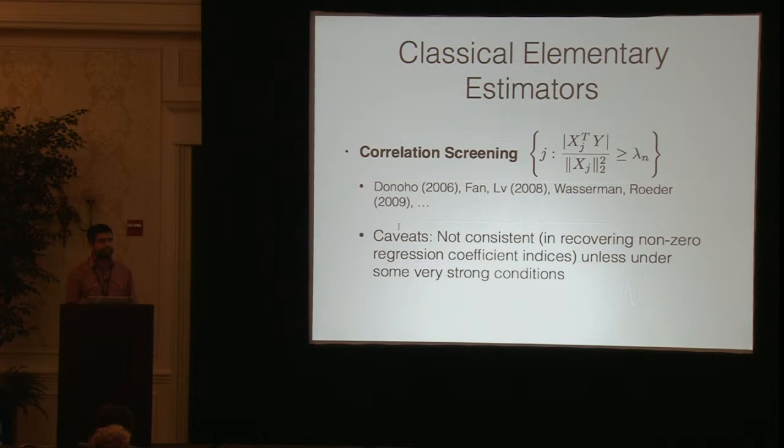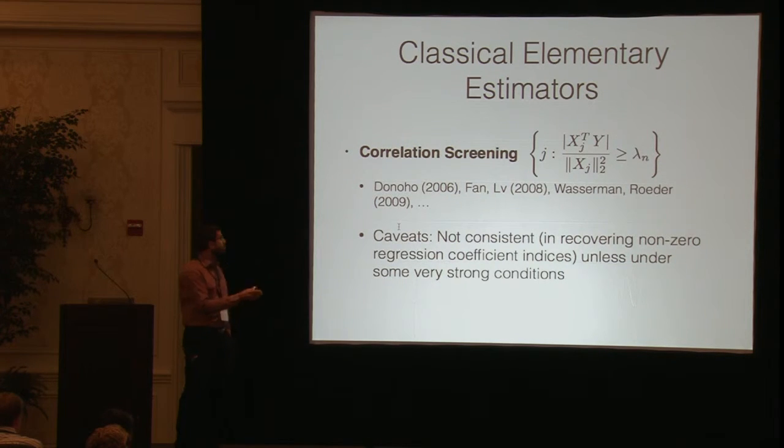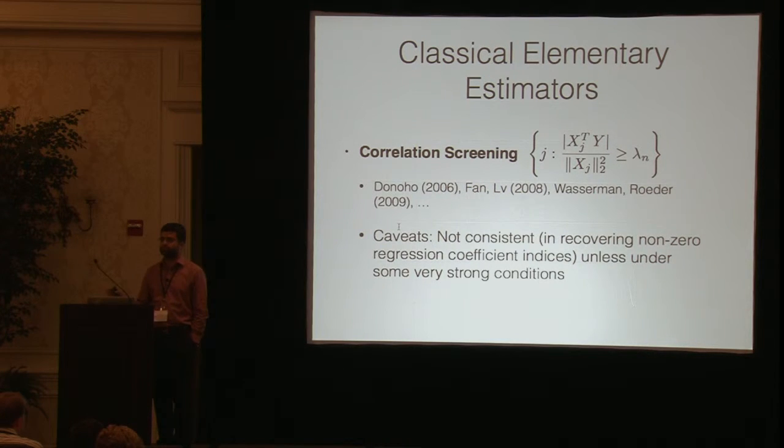There are other elementary estimators, such as correlation screening. So here what I do is something very simple. I'm just going to pick all those features, J, whose correlation with the response is larger than some threshold. Okay, so this is something very, very simple.